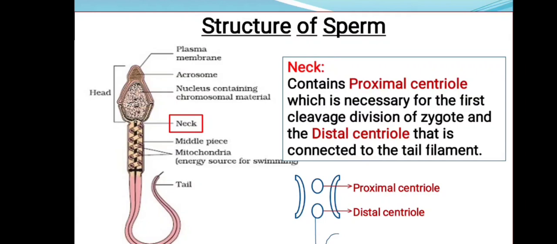After fertilization, that means once the nucleus of the sperm fuses with the nucleus of the egg, that forms the diploid cell, which is called the zygote. This proximal centriole is necessary for the first cleavage division of this zygote. And the centriole present just below the proximal centriole in the neck region is connected to the tail filament. So this is about the neck region of the sperm.